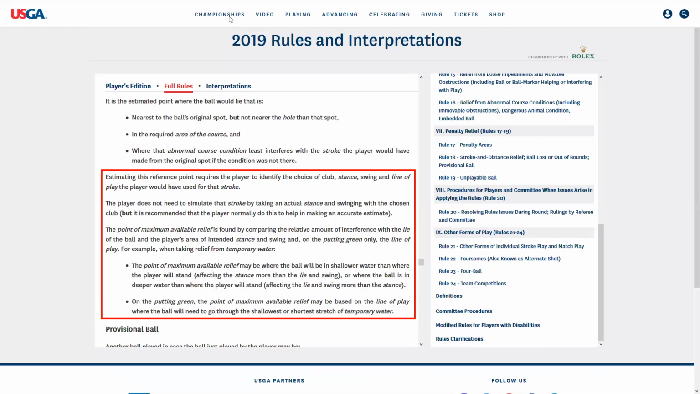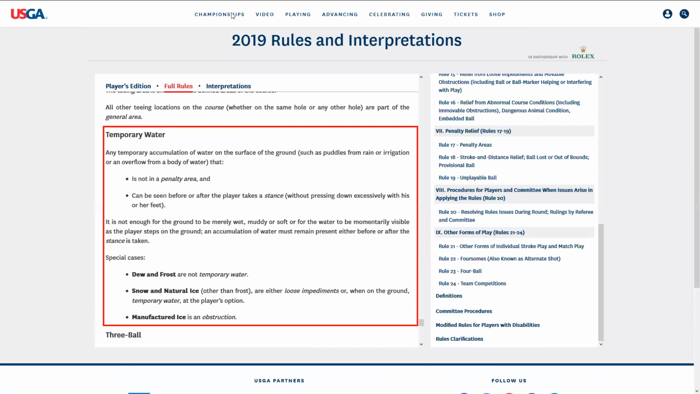Temporary water. Page 221. Any temporary accumulation of water on the surface of the ground, such as puddles from rain or irrigation or an overflow from a body of water, that is not in the penalty area and can be seen before or after the player takes his stance without pressing down excessively with his or her feet.